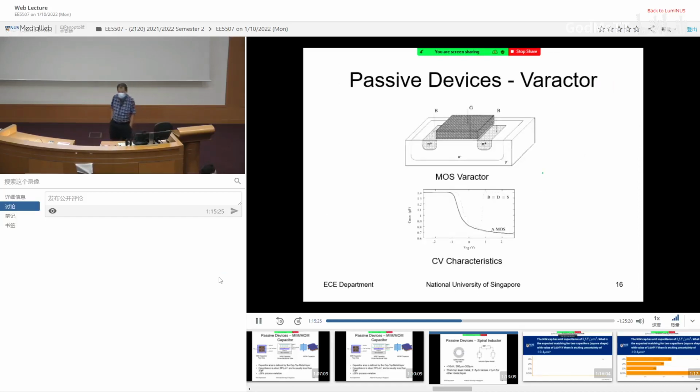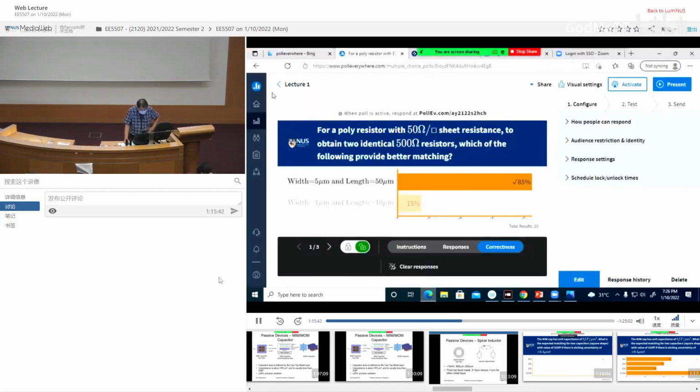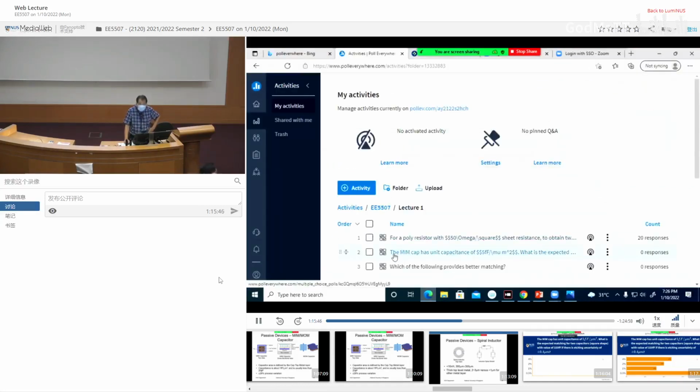Varactor. Varactor looks like a MOSFET. Actually, I should stop here. But before I stop, I should ask one more question. So you are still with the website, right? So let me go back and activate the second question, and then we can stop for a while, probably 15 minutes. Activate.